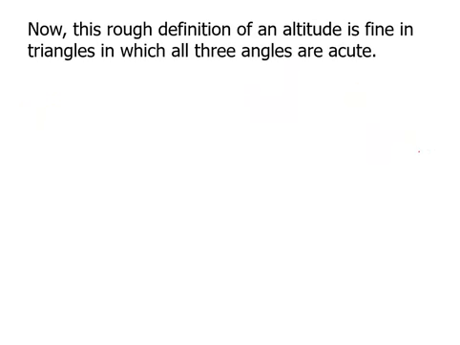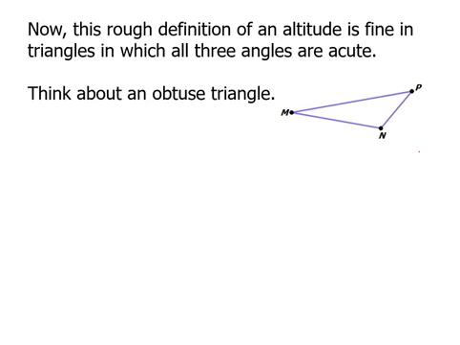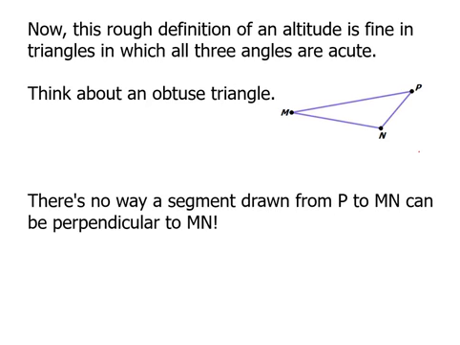Now I'll point out this rough definition of an altitude is fine in triangles in which all three angles are acute. But think about an obtuse triangle. There's no way to draw a segment from point P to line M. Any segment that's going to go through line M is not going to be perpendicular. There's no way to draw a perpendicular line that goes through P and intersects MN.